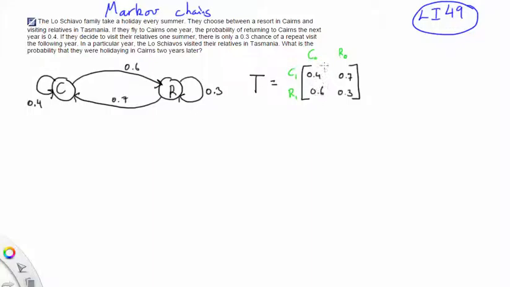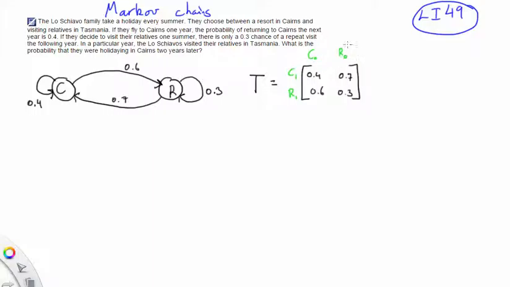Now you should remember that the columns have to add to 1. So that's a quick sanity check for your transition matrix. The columns should add to 1. 0.4 plus 0.6 gives us 1. 0.7 plus 0.3 gives us 1. If the rows add to 1 instead, you've probably just put the information in incorrectly. So go back and put it in correctly.